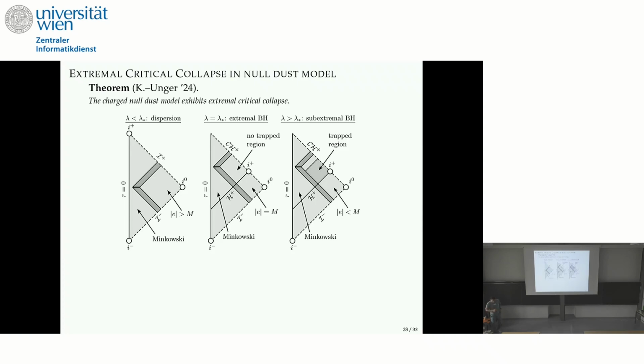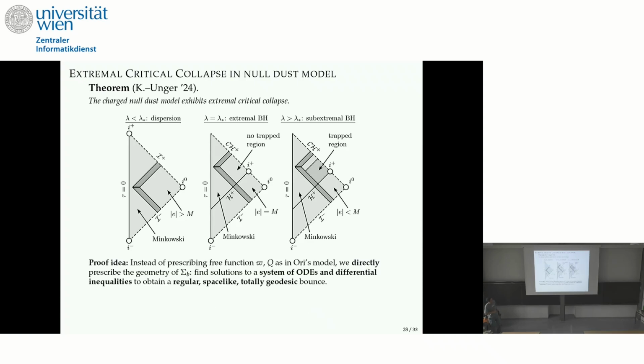Nevertheless, we prove that there is a way of prescribing those free functions in Ori's model. In fact, we don't prescribe it in that model, but we directly prescribe the geometry of the bounce hypersurface here, and you can do it by solving a certain system of nonlinear ODEs and differential inequalities to obtain a regular spacelike and totally geodesic bounce hypersurface. And in fact, our construction starts with this construction. And so now we come to how we choose the initial data.